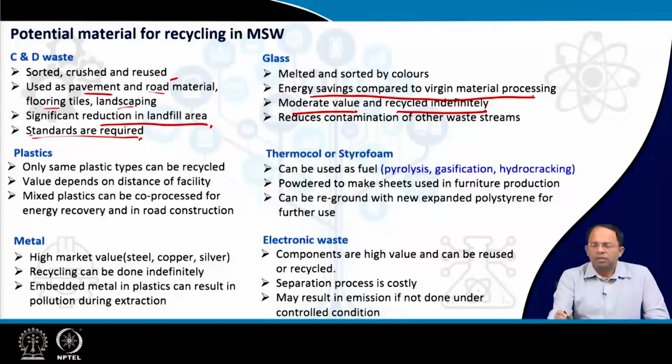So we will be able to save energy compared to virgin material processing in the case of glass. And another one of the main reasons why we should do it is because it reduces contamination of other waste streams. That means glass gets mixed with other waste streams and it is hazardous, right? So that's why it's better to remove glass from the waste stream.